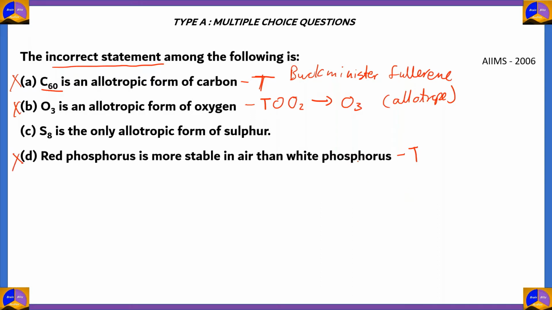When you expose white phosphorus to air, it reacts vigorously, but red phosphorus stays as it is. So option D is also true, which makes it incorrect. The right answer is option C. S8 is the only allotropic form of sulfur. This is false. There are over 30 allotropes of sulfur. Some of them include rhombic, alpha, beta, monoclinic, etc. So there are a lot of types of sulfur allotropes. Therefore, S8 being the only allotropic form of sulfur is incorrect. The statement becomes false, and the false statement was the right answer for this question.